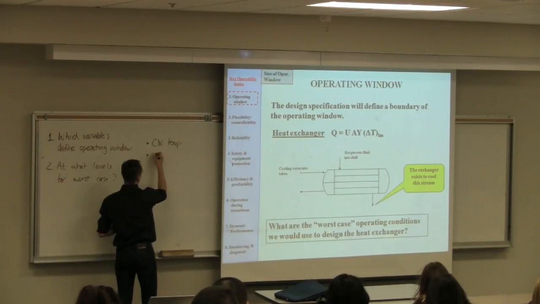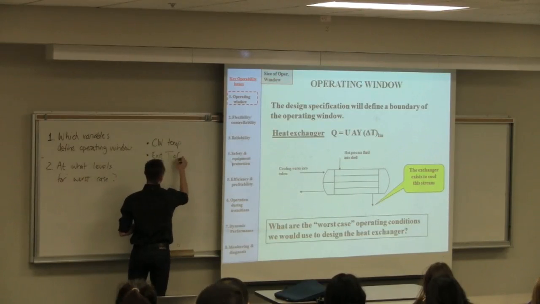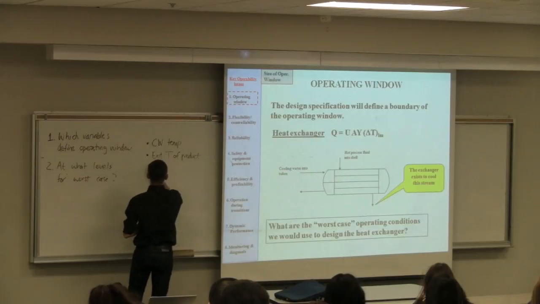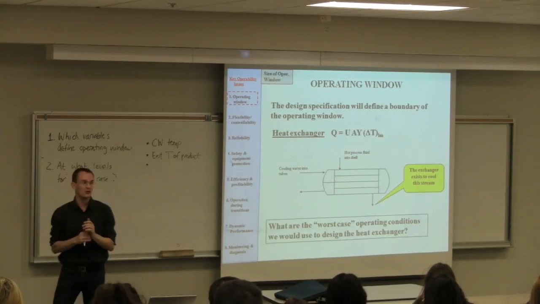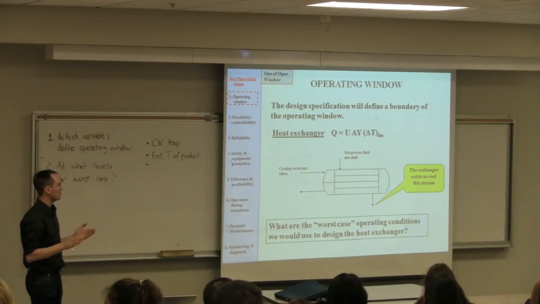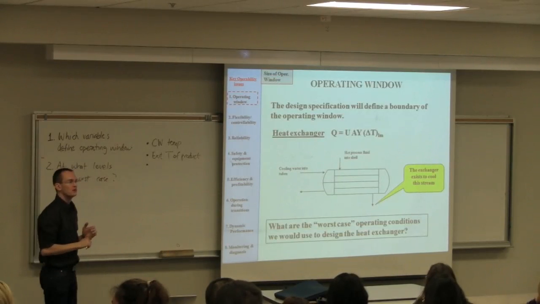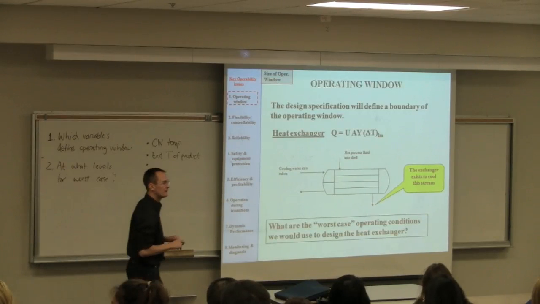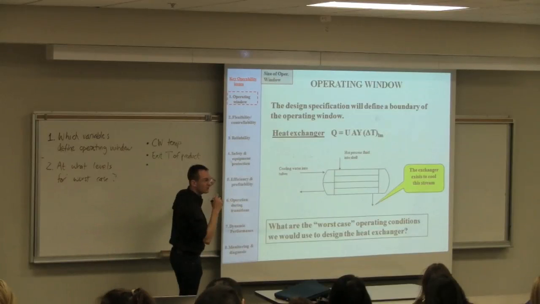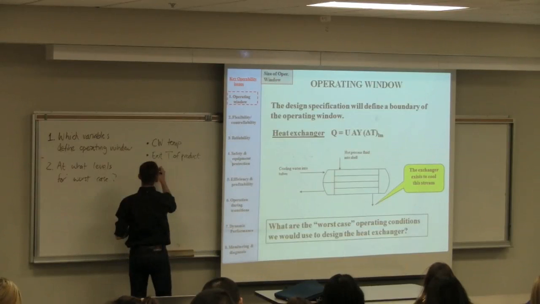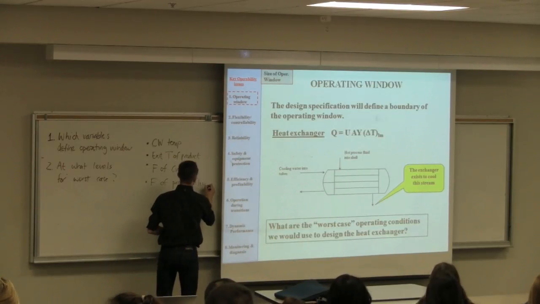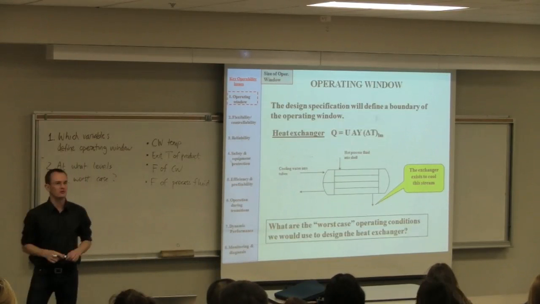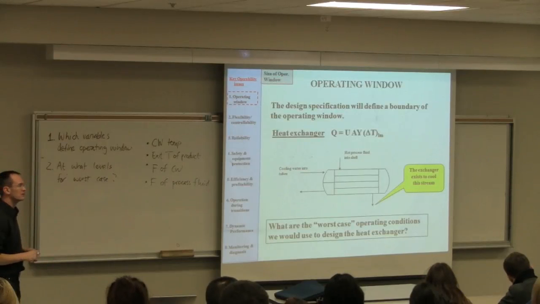Exit temperature of the product stream. This process is designed to achieve a certain temperature in general, but if our basis calls for a variety of temperatures that abound, that would form part of my operating window. Other suggestions? Any other variables that would define your operating window?